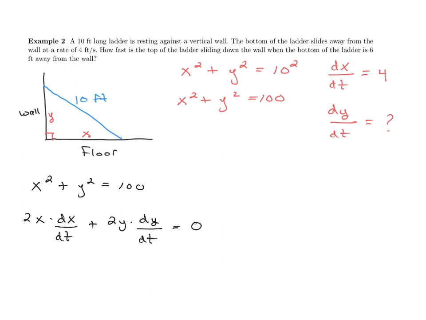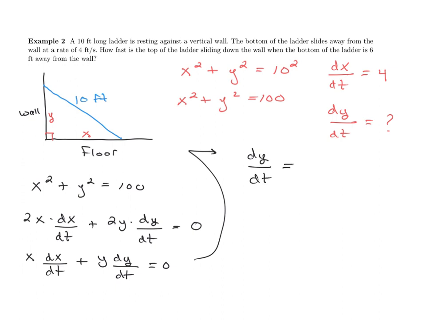I can divide both sides by 2, so I get x dx/dt plus y dy/dt is 0. The thing I'm trying to solve for is dy/dt, so I'm going to take this equation and solve for this. I'll subtract this to the other side and divide both sides by y. In doing so, my equation is dy/dt, the very thing I'd like to figure out, is equal to negative x dx/dt, all divided by y. Again, I subtracted this to the other side, and to remove this y, I divided it to the other side of the equation.